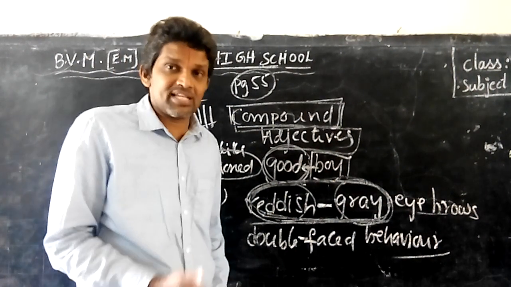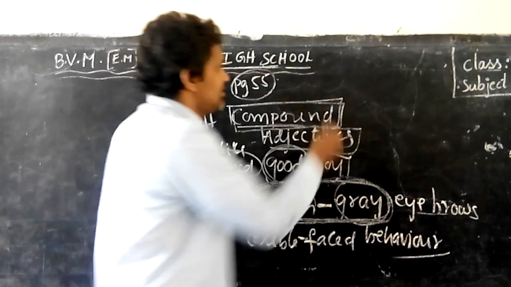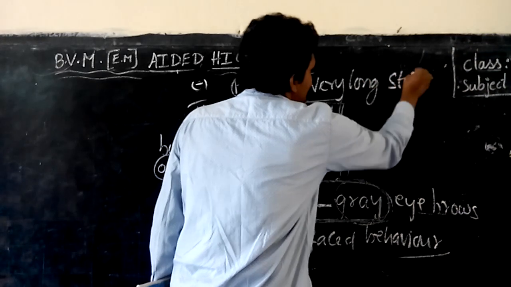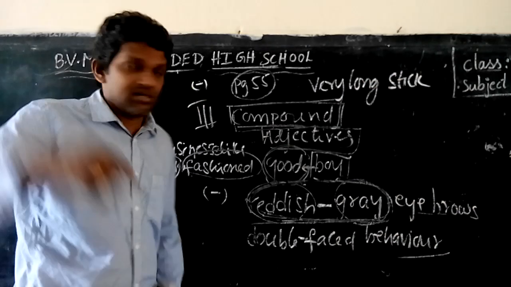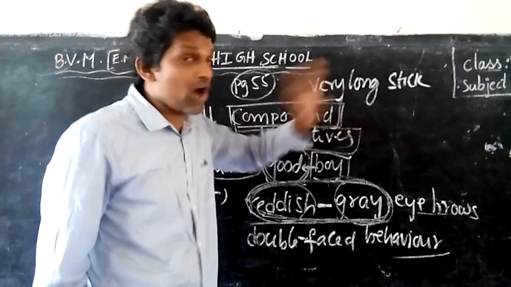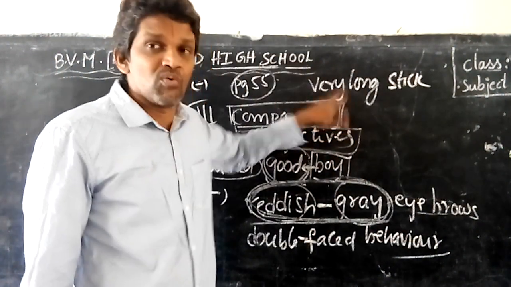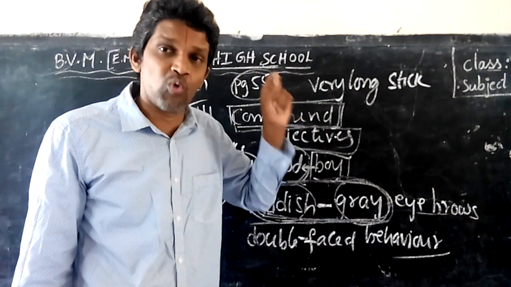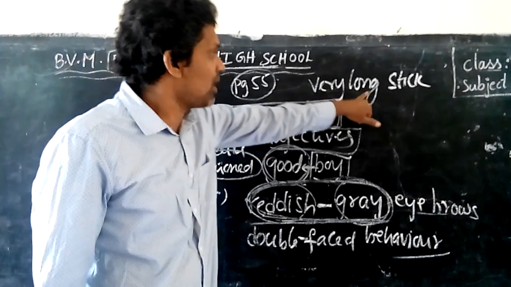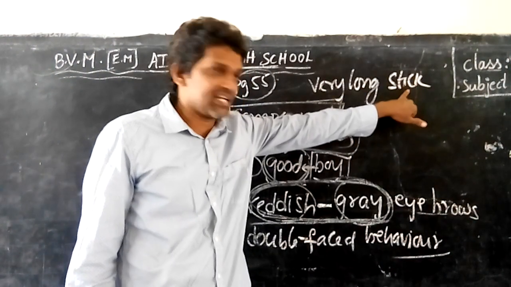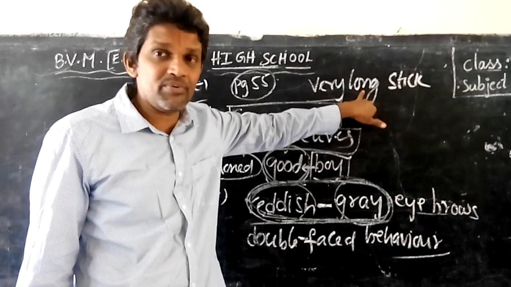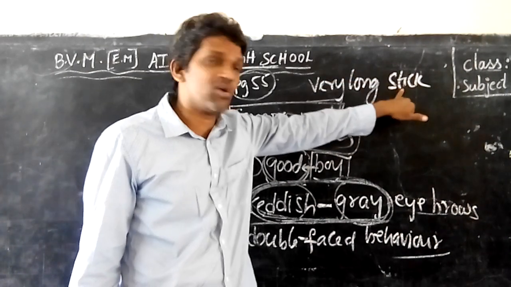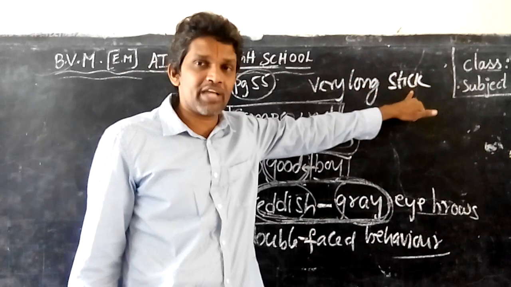So if you won't write this hyphen, what will happen? Very long stick. So this is a sentence. So here I am not placing a hyphen. See the difference. What will happen if you place a hyphen, and what will happen if you won't put a hyphen? Very long stick. Stick is a noun, long is an adjective, and what is this very? Very is also talking about stick. Long is also talking about stick.